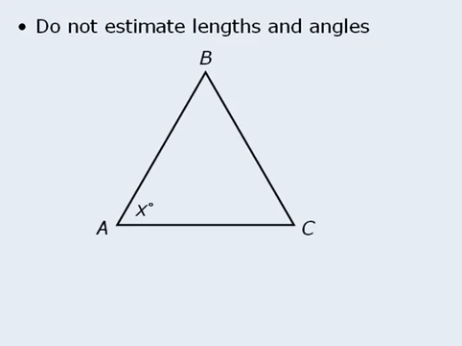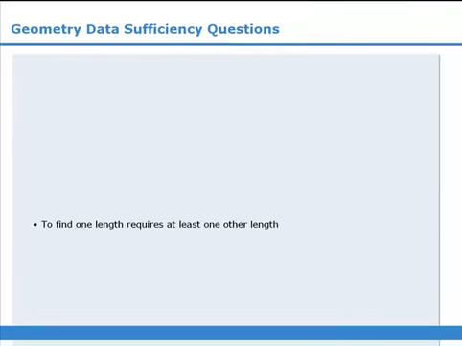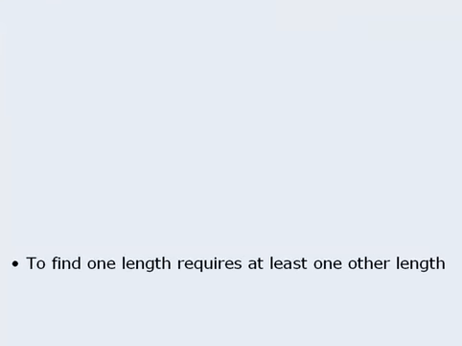For example, in this figure here, we cannot draw any conclusions about any of the angles or lengths of the sides. Although this certainly appears to be an equilateral triangle, it could very well be a right triangle. So to solve a geometry question, we must apply the formulas and rules related to the figures at hand. The next tip is, to find one length, we must be given at least one other length.